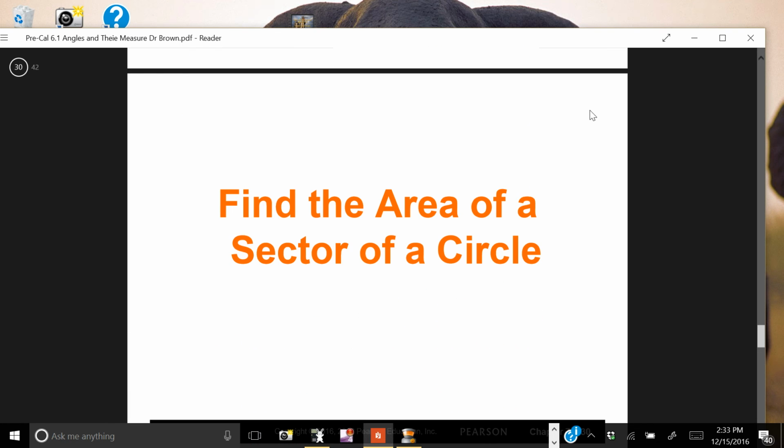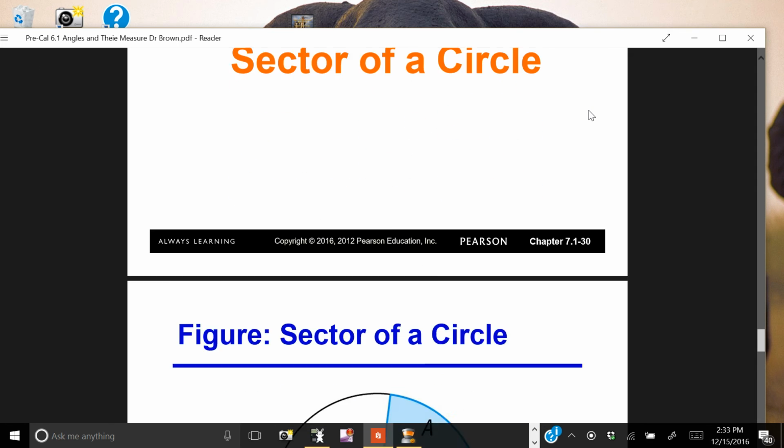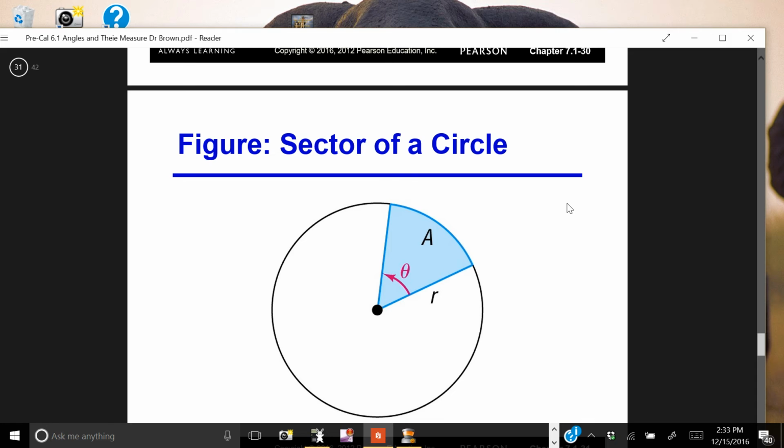Now, how do you find the area of a sector of a circle? If you have a sector of a circle that has an angle theta, and you want to find its area, and its radius is r, it's pretty obvious that the area of the circle is pi r squared. And the angle theta is 2 pi.